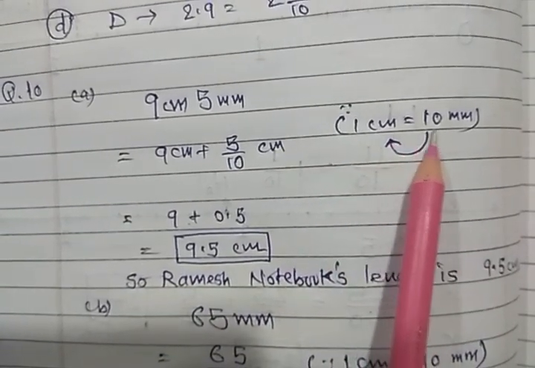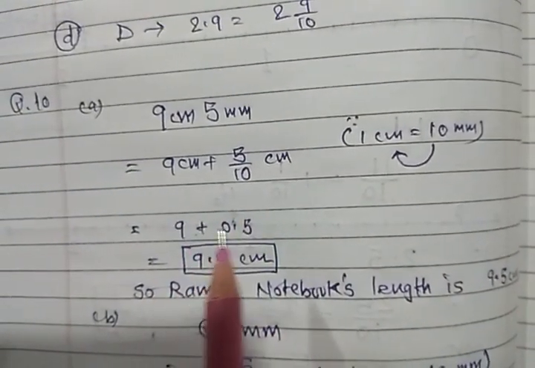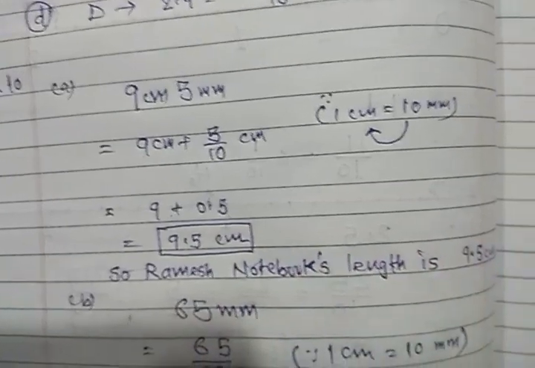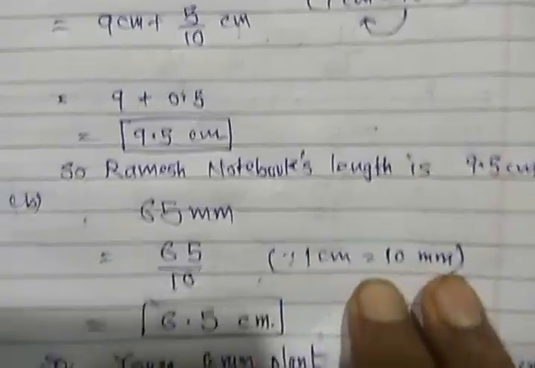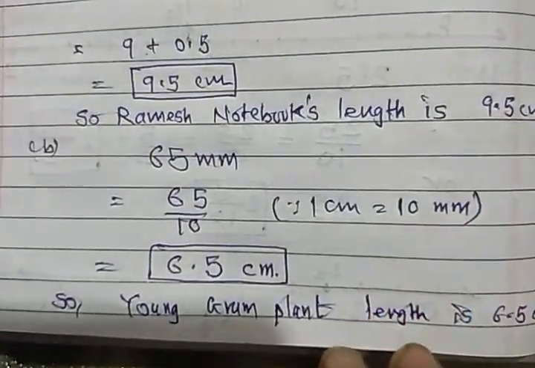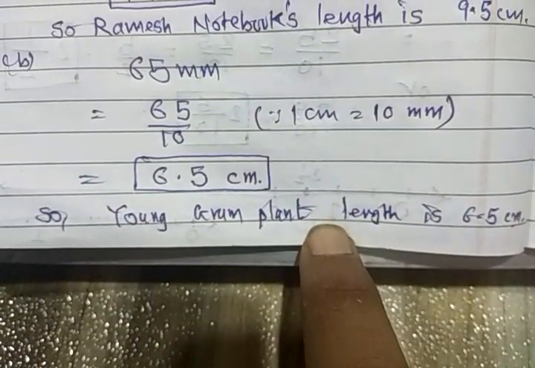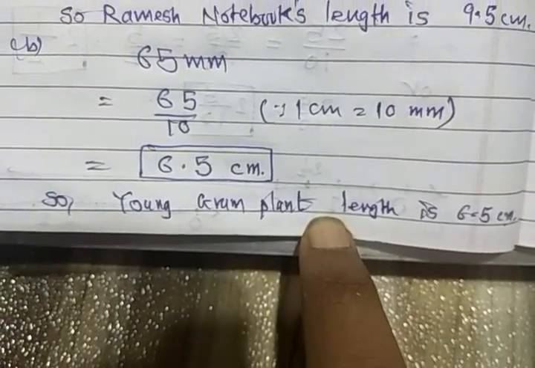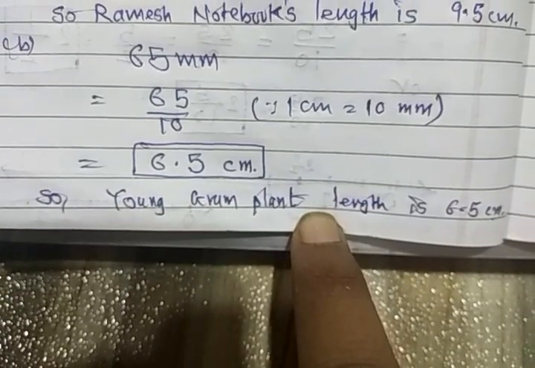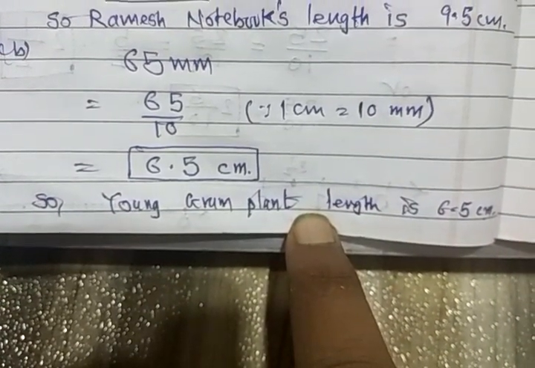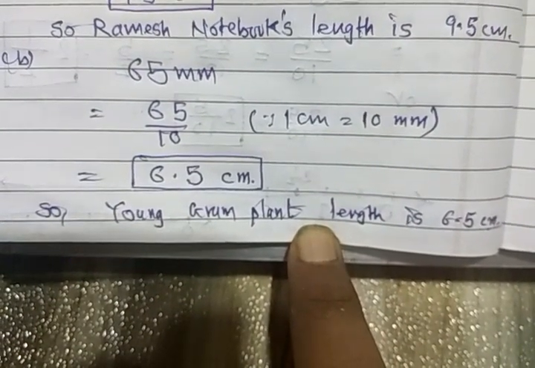This 1 centimeter is equal to 10 millimeters. Now convert this millimeter into centimeters upon 10, right? So 9 plus 0.5 means 9.5. So easy. So Ramesh's notebook is 9.5 centimeters in length. Second one, what is the length of the young gram plant? Here the young gram plant is given in millimeters, 65 millimeters. So here 65 upon 10, convert into centimeters, 6.5 centimeters. So young gram plant length is 6.5 centimeters.